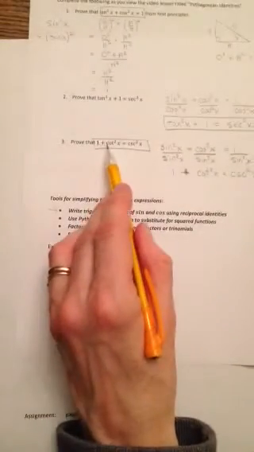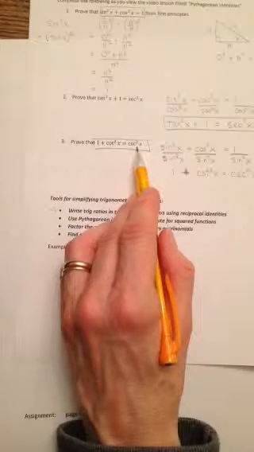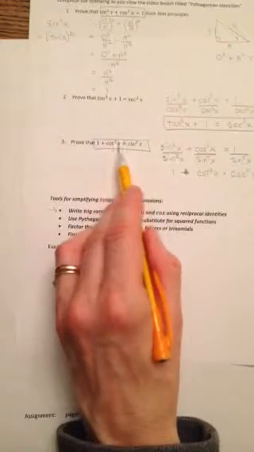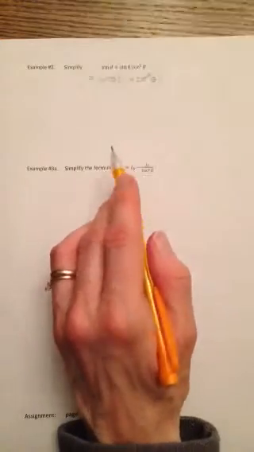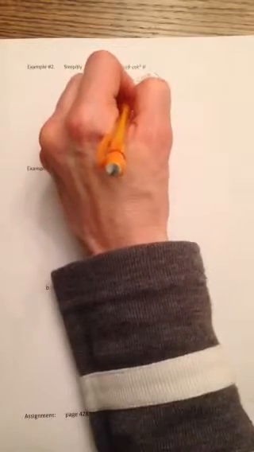So if we go back here, I see that 1 plus cotangent squared x is actually equal to cosecant squared x. So I'm going to replace that with cosecant squared x. So I get sine theta times cosecant squared theta.